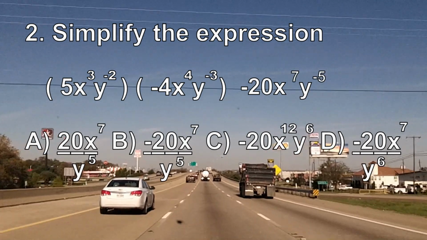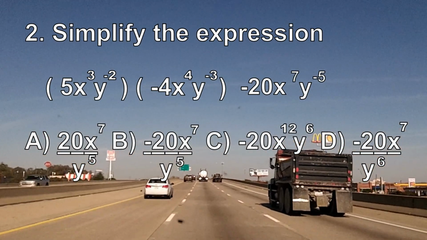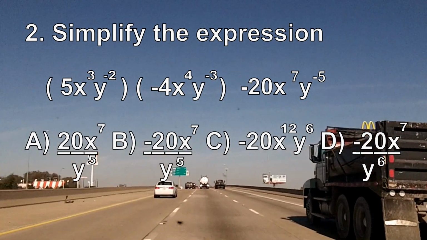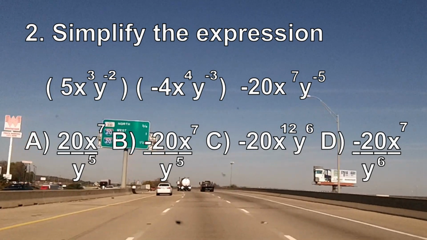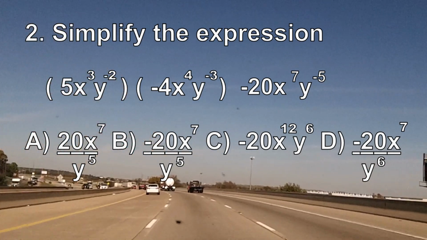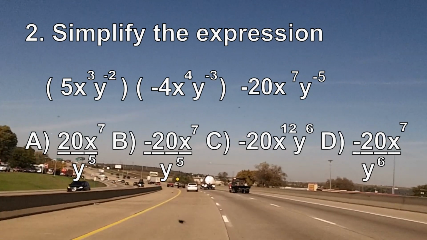Now we'll add the exponents. The exponents on the x's are 3 and 4. If you combine them, you get 7. The exponents on the y are negative 2 and negative 3. If you combine that, you'll get negative 5. That gives us negative 20x to the 7, y to the negative 5.